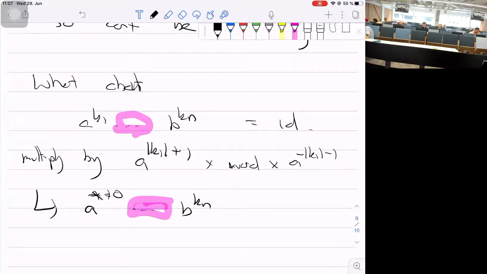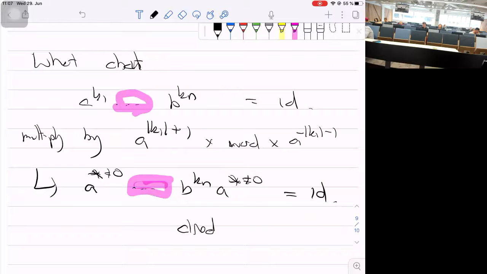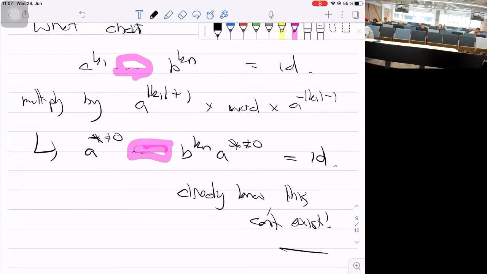B to something, and then another A to some power that's non-zero. And then we do this to the identity, multiplying on the left by some power and on the right by the inverse power, and they just cancel. So you still get the identity there. We've still got the relation that we already showed can't exist. So that just deals with the remaining case. There can't be any relations between these elements, and the question was done.